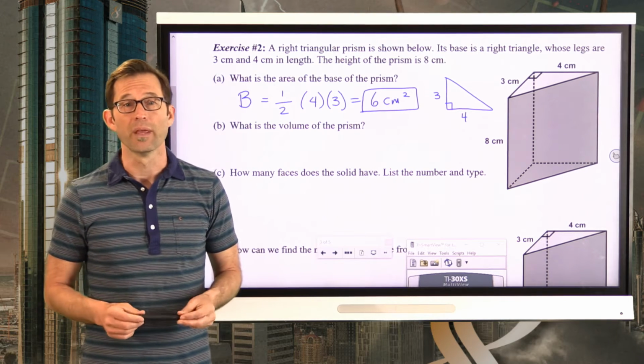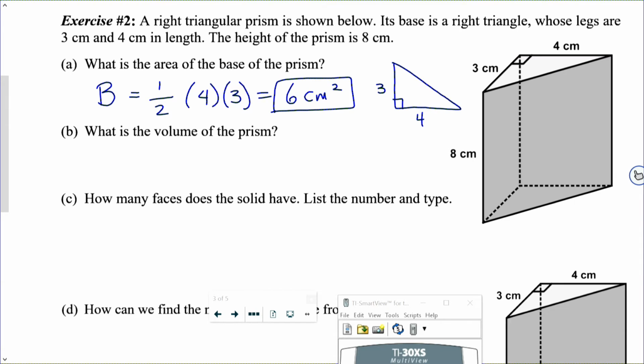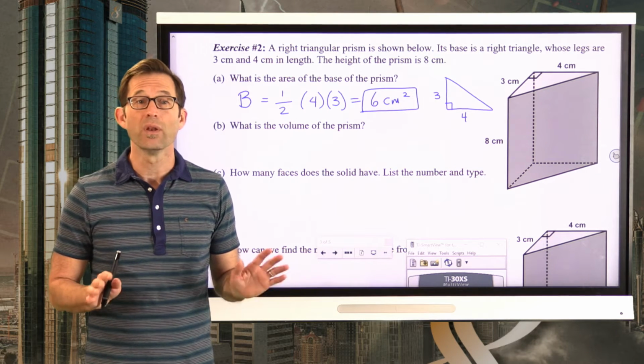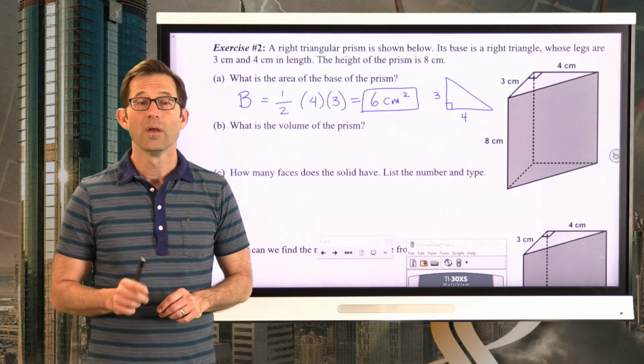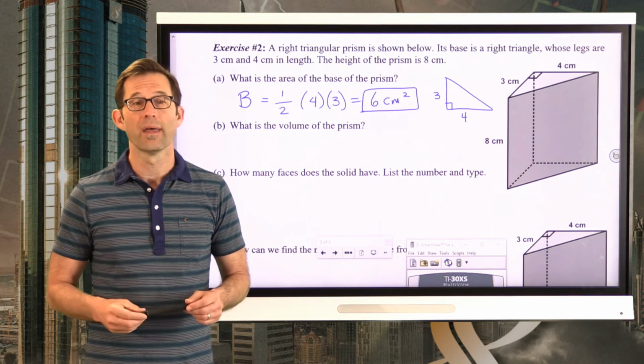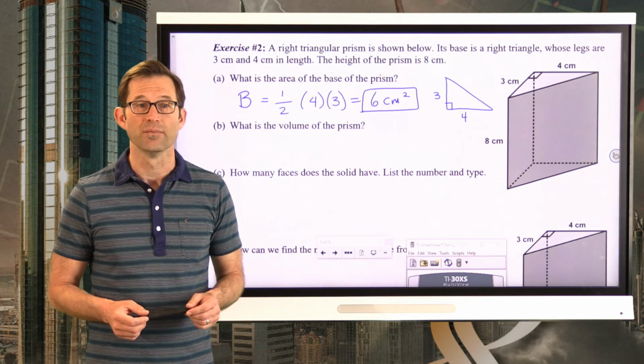Now let's take a look at letter B. What is the volume of the prism? Well, this one should be a piece of cake. We know that the volume of the prism is the area of the base times the height of the prism. So using that knowledge, why don't you go ahead and calculate the volume of this prism?